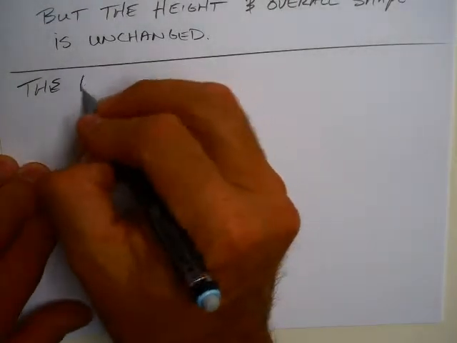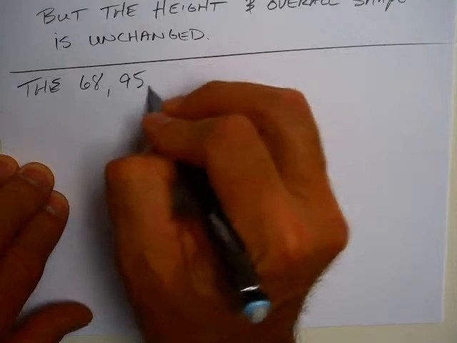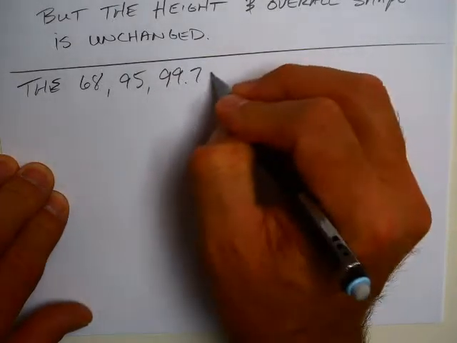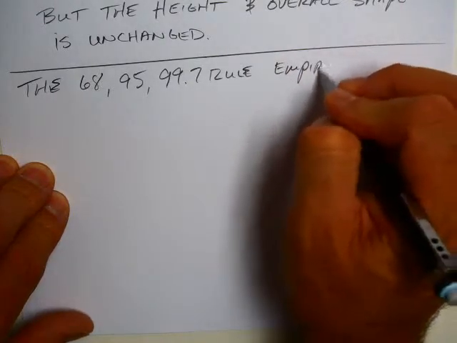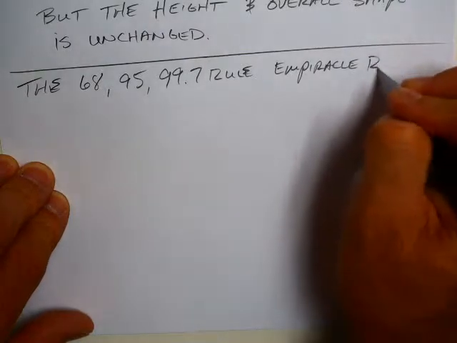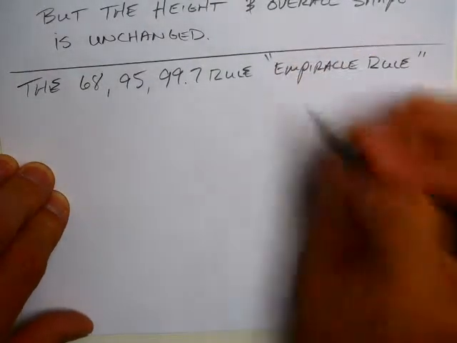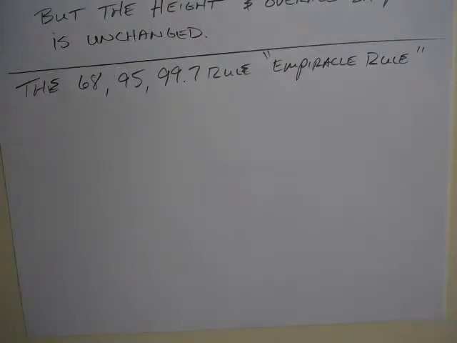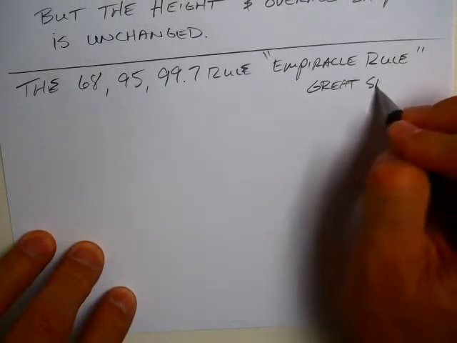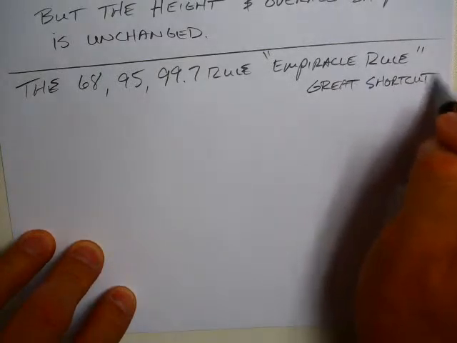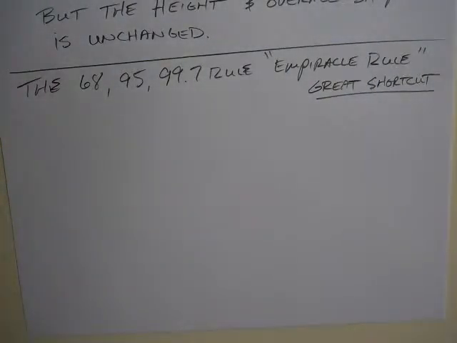The 68, 95, 99.7 rule, also known as the empirical rule. I don't know if I spelled empirical right. If not, blame an English teacher. This is actually a great shortcut. It's the kind of thing that the readers on the AP exam love when you take shortcuts that are allowed, and this is a biggie.